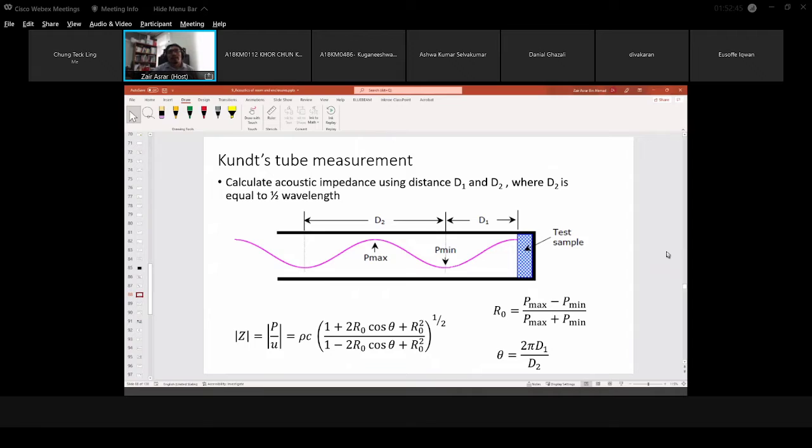Okay, we can also calculate the acoustic impedance, okay, using D1 and D2 as well. Okay, so I don't want to move into this in much detail, but it is doable using this approach.